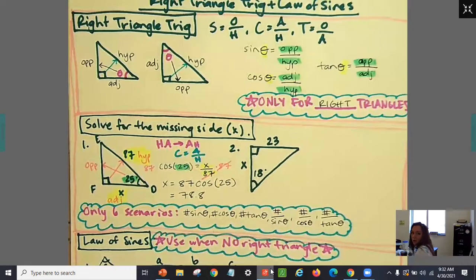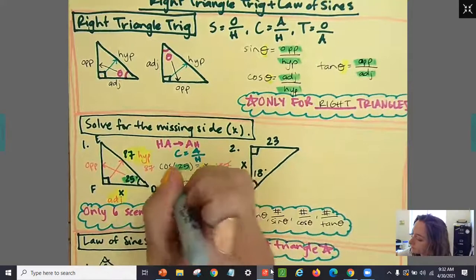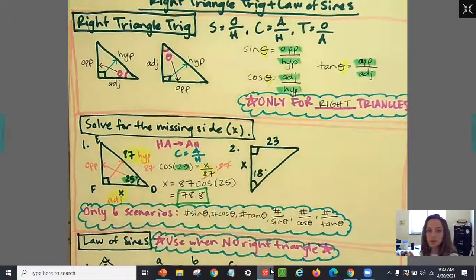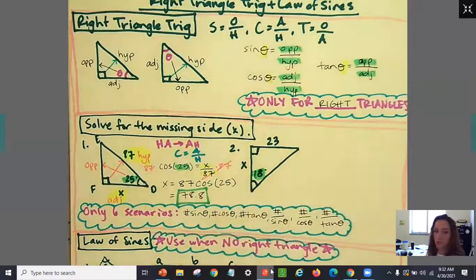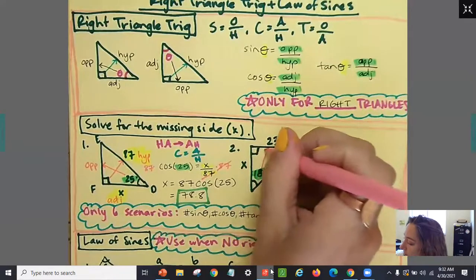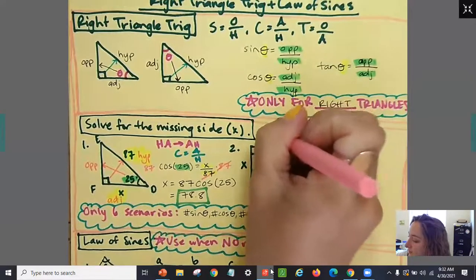All right, so we're going to try out another problem. So let's try out the second one. And the very first step is going to be labeling our sides. So I know that this is the angle that I'm going to be looking at. Okay, so I'm first going to start with the opposite. And the opposite is the one that's across from that angle. So 23 is going to be your opposite.